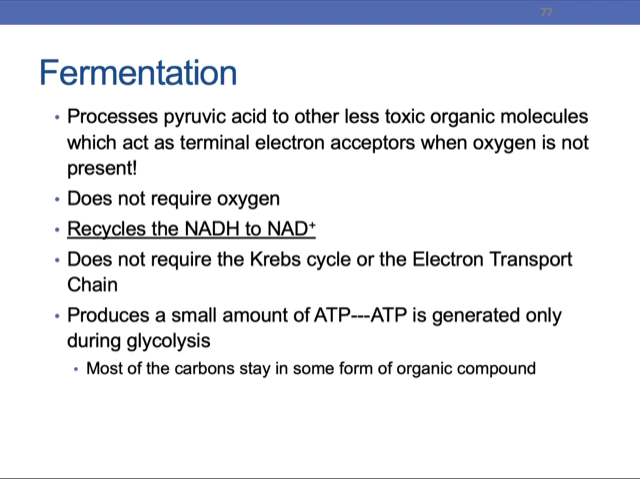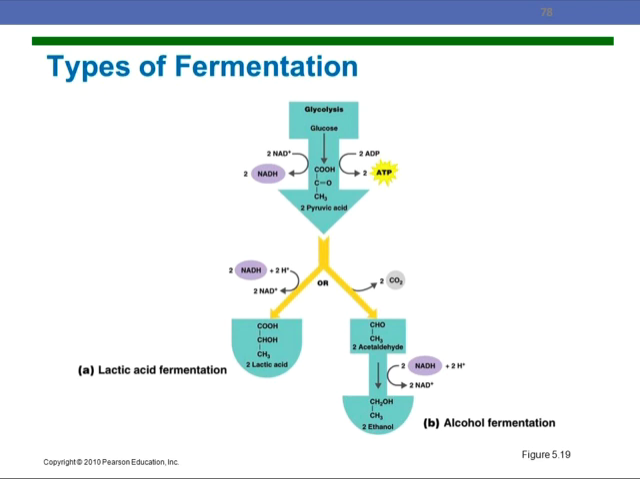It produces a small amount of ATP, and so you will notice that the ATP that is produced in fermentation is just the ATP that is produced during glycolysis. So no ATP is technically produced during the process of fermentation. And most of the carbons stay in the same form as in the organic compound at the beginning.